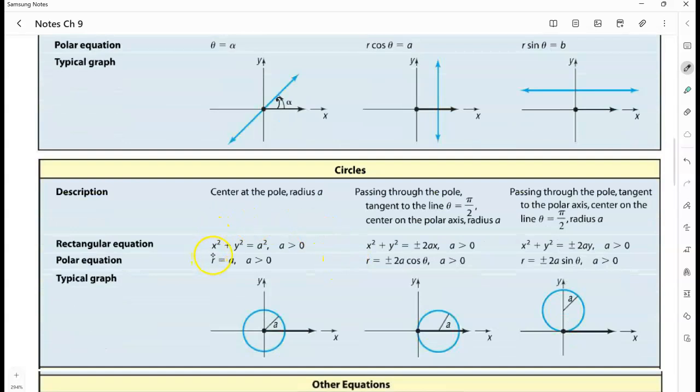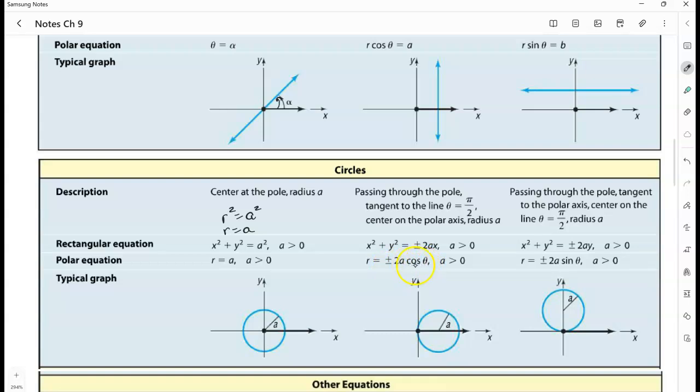Okay, circles. We've got x squared plus y squared is equal to a squared. That's a circle centered at 0, 0. If we make our substitutions here, we have r squared is equal to a squared. Take the square root of both sides, and we could think about it as r equals a. Now, if we shift that circle either to the right or to the left, moving the center point over, then we could rewrite this as r equals either positive or negative, depending on which way we move, 2a times cosine of theta.